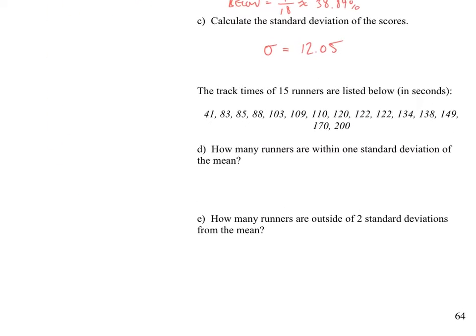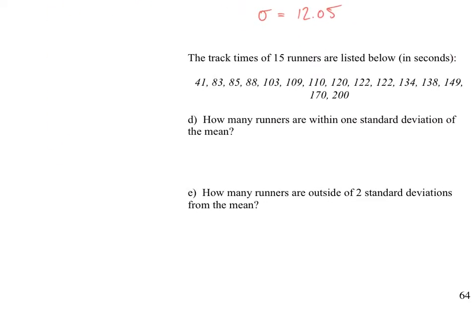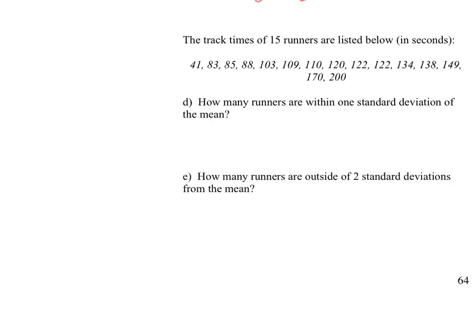This is track times of runners, and this time we're going to take this to the next level. So I'd like you to answer D on your own. How many runners are within one standard deviation of the mean? In order to do this, you're going to need to calculate the mean of that data, and you're going to need to calculate the standard deviation of that data, but you should do it all using Desmos.